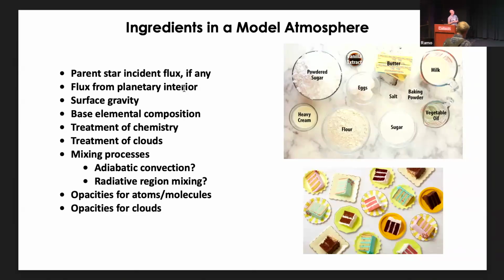Also, mixing processes down below: do you have adiabatic convection, or are you super adiabatic or sub-adiabatic? You also can have mixing in regions that aren't convective, maybe due to mixing processes like waves breaking in the atmosphere. You have to have a huge opacity database for all the atoms and molecules you're going to have in your atmosphere. That needs to be pressure dependent, temperature dependent, wavelength dependent. And also you have to figure out what the opacities for your cloud particles are and how that changes with cloud particle size. So all these things are really going into any atmosphere model to some degree when you generate a model pressure temperature profile and a model spectrum.